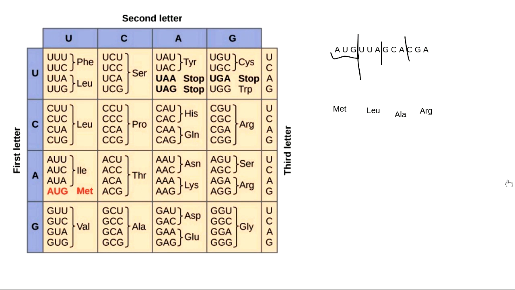Deepa asked, there might not be a stop codon in the sequence. Is that correct? And yes, that is correct. I may or may not put a stop codon. If there is a stop codon, what happens at a stop codon? Who remembers? What happens at a stop codon if we bump into one of those?